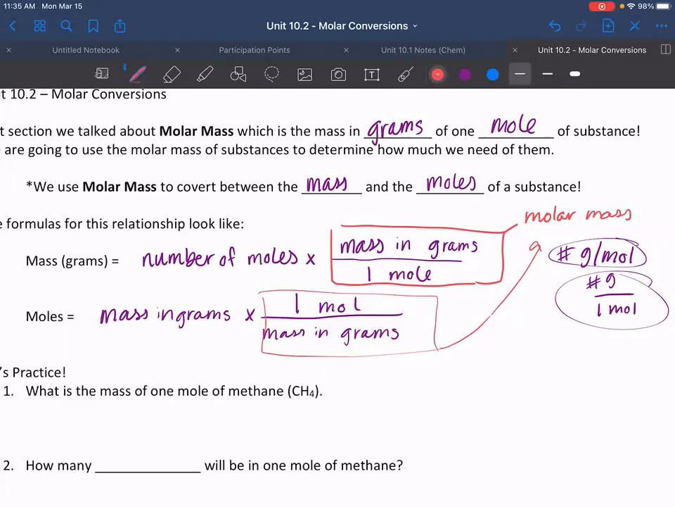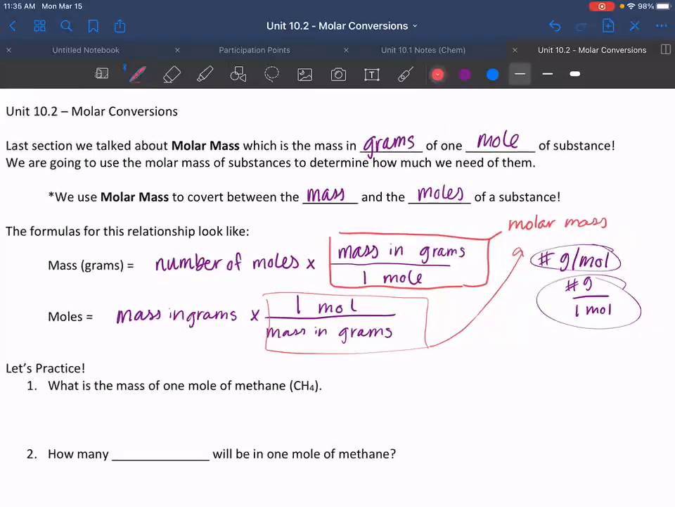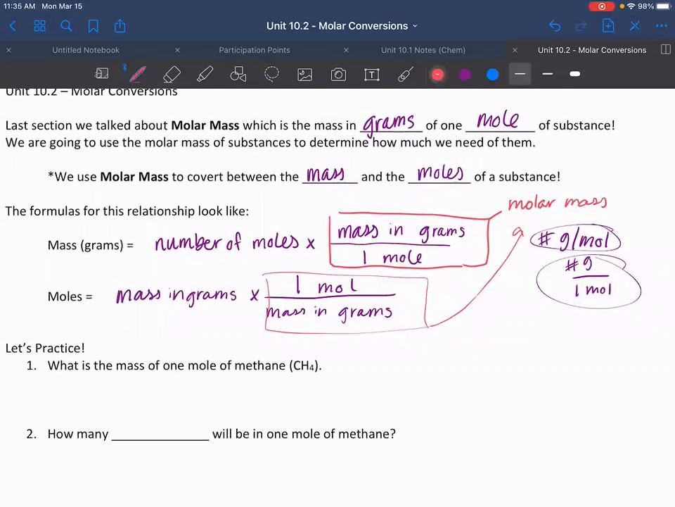Like I said, I'm just going to kind of introduce this to you here. We're going to go through some thinking problems where we don't even have to do conversions yet. And then we're going to hit the conversions hard. Any questions on these couple formulas here?